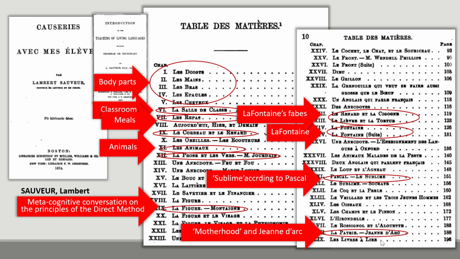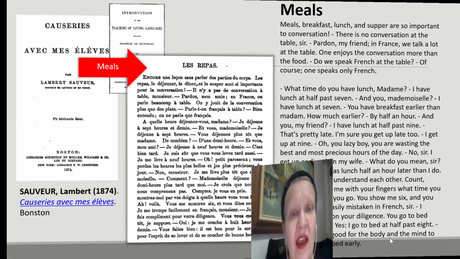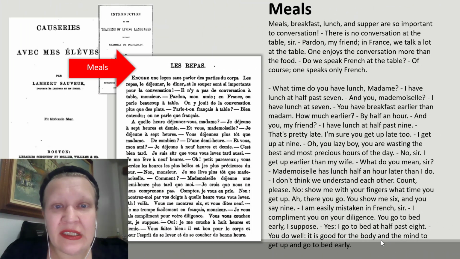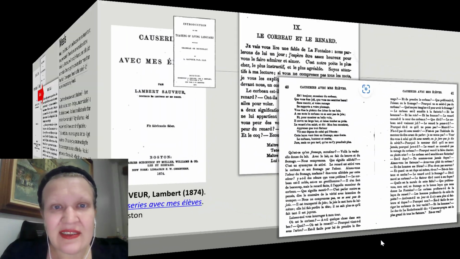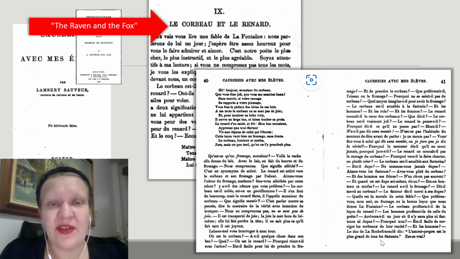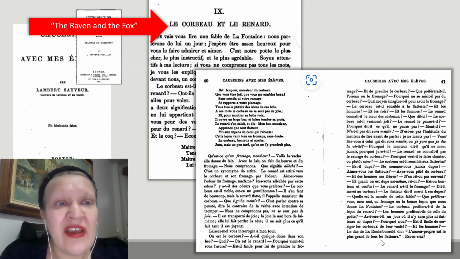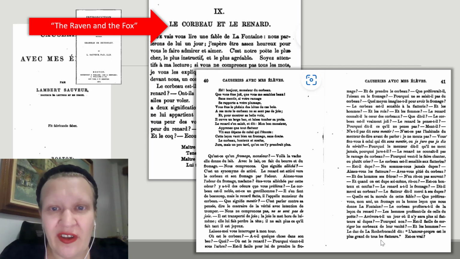In the chapter Montaigne, the teacher suggests discussing a fragment from Montaigne's essay, where the French philosopher talks about the natural way he learned Latin by answering orally to the questions asked by his Latin teacher, entirely like the students in Mr. Sauveur's French class. You can see an example of the unit about meals, and the unit where students and the teacher discuss La Fontaine's famous fable, The Raven and the Fox, Le Corbeau et le Renard.